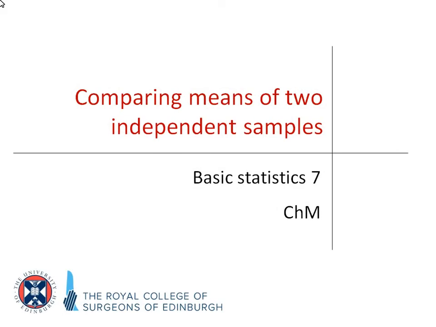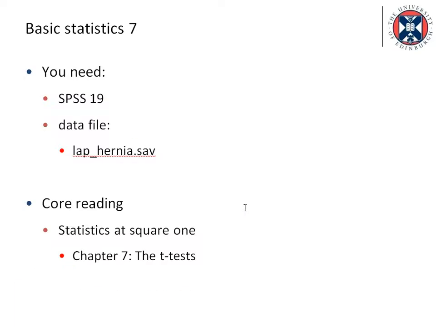Hello, today we're going to be comparing the means of two independent samples. This is the most common situation when you have two groups and you want to determine whether the means are different or not. You will need SPSS 19, and you will need the data file lapHernia.sav.